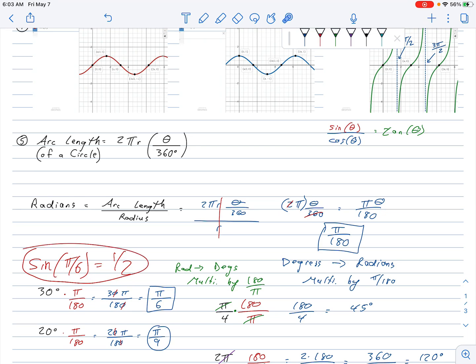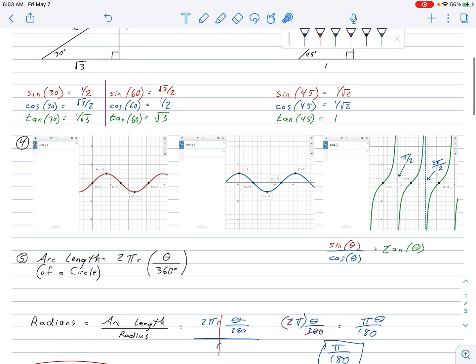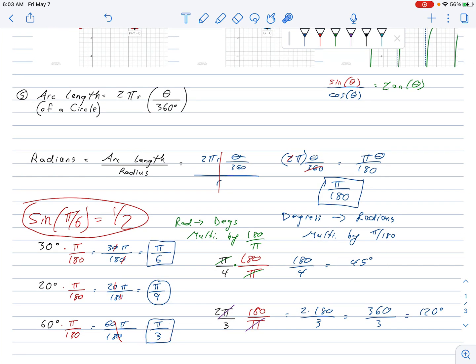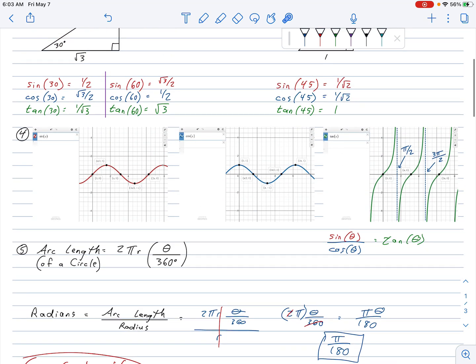Okay, so we'll start to see some of those next time too, where once you know your famous degree measures for 30, 60, 90, and 45, 45, 90, if I put pi over 6, or a pi over 3, or a pi over 4, because that's 45, you can also get these.